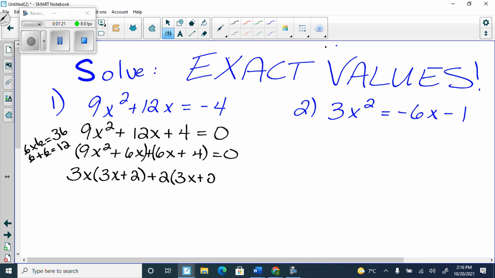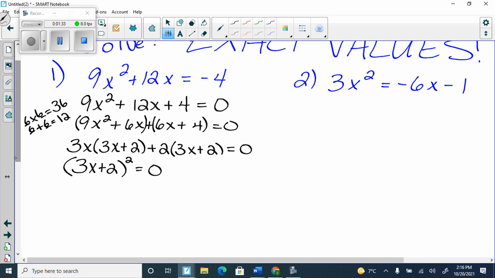Wait a second. We have 2 answers. They're exactly the same. Wow. Holy smokers, Batman. 2 that are the same. So we're going to go 3x plus 2 equals 0. We're going to subtract 2, and we get 3x equals negative 2. And divide by 3. We're going to get x equals negative 2/3.